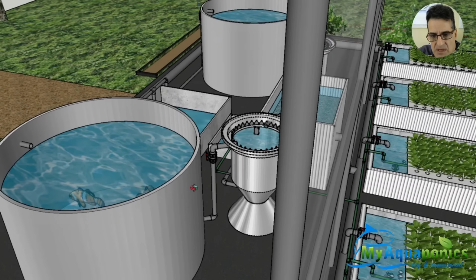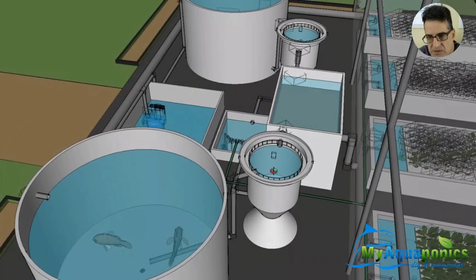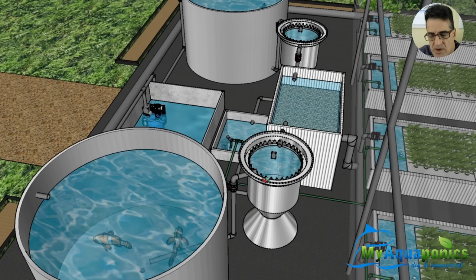So from the fish tank, the water gravity feeds onto a radial flow filter, which is a mechanical filter. This filter separates the solids. In other words, any uneaten fish food, fish feces, any waste from the fish tank gets filtered out by this mechanical filter. It goes to the bottom. I'm not going to go into detail of what a radial flow filter does, maybe in a different video in the future, but there are many videos on radial flow mechanical filters and how they work.